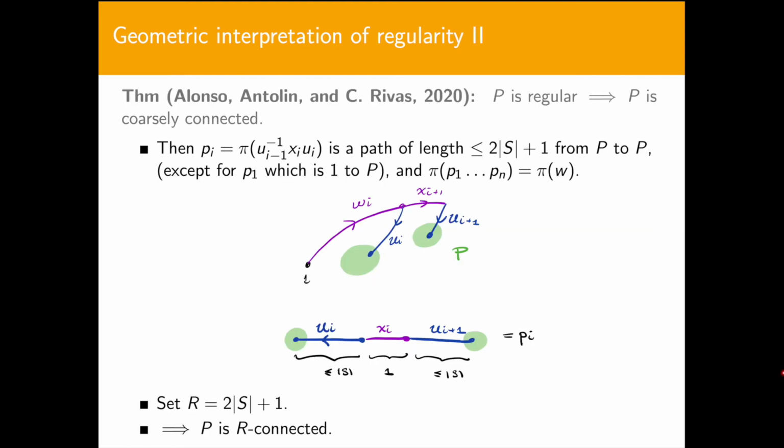Okay, so now you can take the path, let's say evaluation of u_i minus 1 inverse, x_i u_i, to be a path of length smaller than 2 times the number of states plus 1. And that path is going to be from P to P, except for P1, which is from 1 to P. And such that the evaluation of P1 to Pn leads to the evaluation of W.